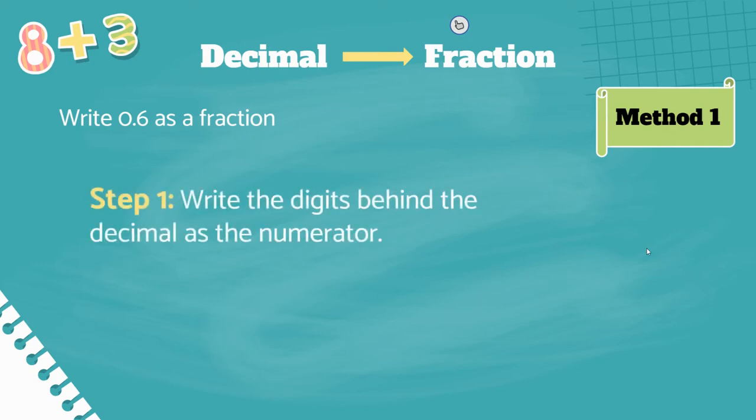And the first thing you're going to do is write all the digits that are behind the decimal as your numerator. So in this example, we only have 1 digit behind the decimal. That's that 6 there, which means your numerator is just going to be that 1 digit, that 6. If there were 2 digits there, we'd have a 2-digit numerator. But we only have a 6, so the 6 is our numerator.